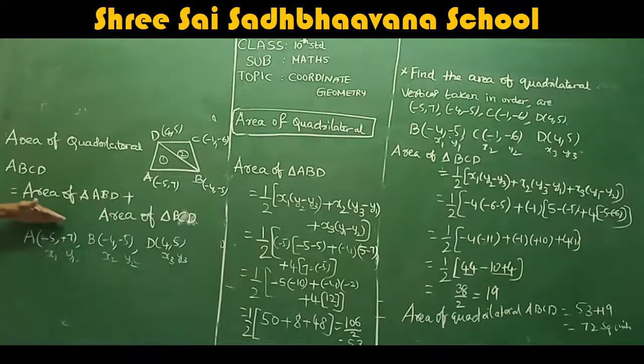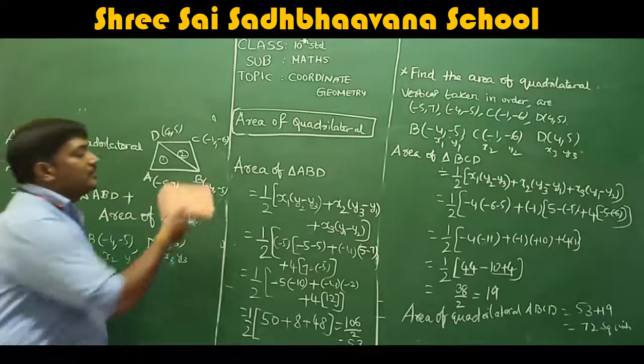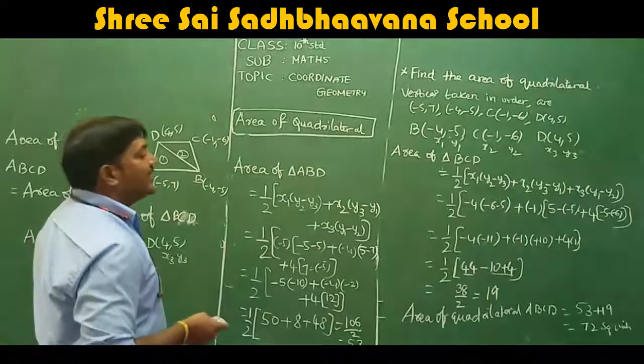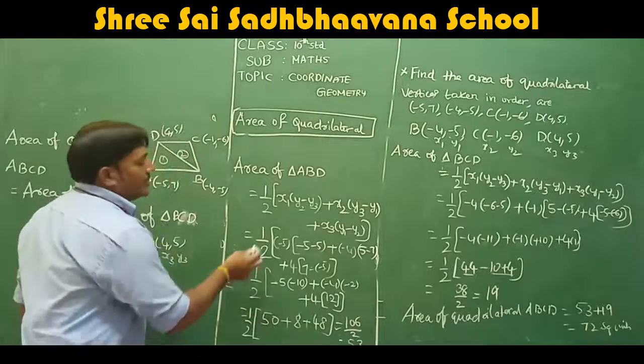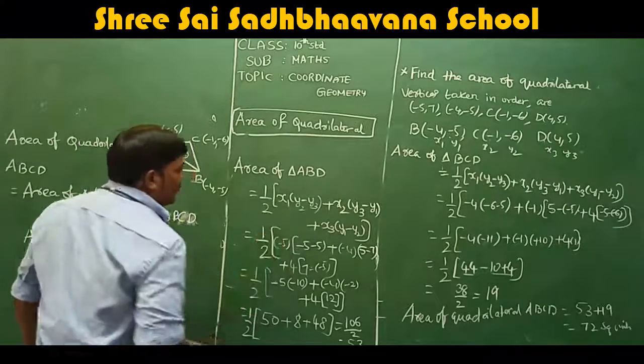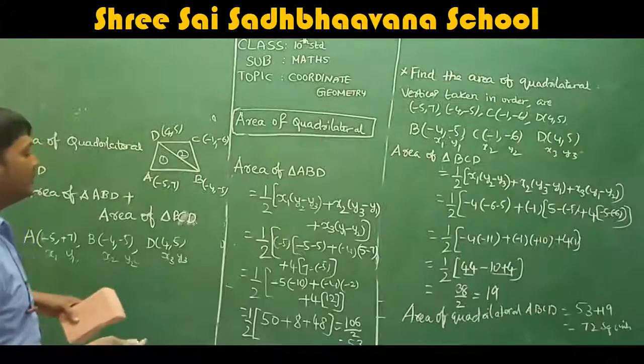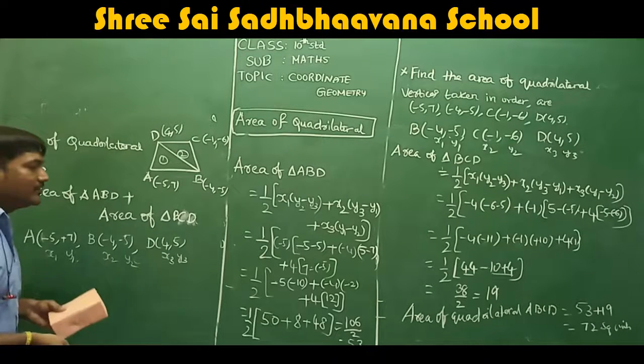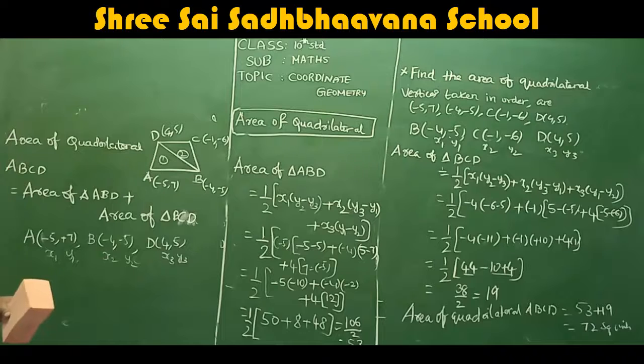We have taken A as x1 y1, B as x2 y2, and D as x3 y3, with the coordinates already written over there. The formula for the area of triangle ABD is half into x1 into y2 minus y3 plus x2 into y3 minus y1 plus x3 into y1 minus y2. Substitute half into x1. What is x1 here? Minus 5. So minus 5 into y2 minus y3, minus 5 into minus 5 minus 5, plus x2, which is minus 4, into y3 minus y1, so 5 minus 7, plus x3 into y1 minus y2, 7 minus of minus 5.